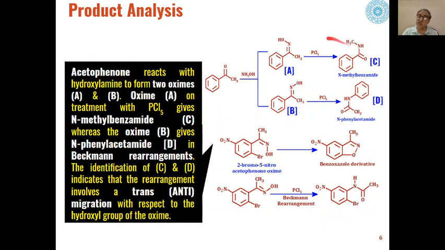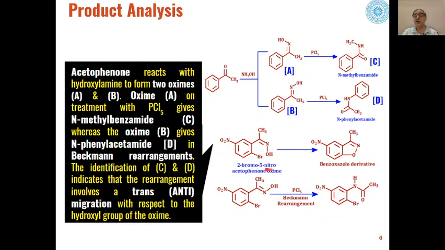So basically, on the basis of analysis of the products formed in both the cases, we can tell that it is always the group which is anti to the hydroxyl which will migrate during the Beckmann rearrangement. So identification of these products can tell us greater information about the mechanism of this reaction. So this anti-migration is also proved from these two examples.